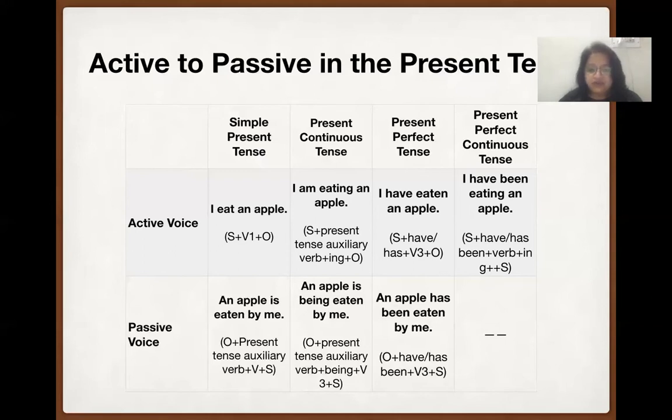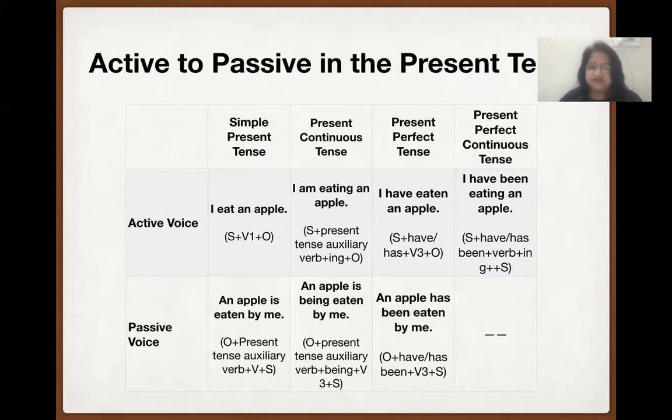So when you say I eat an apple, when you turn it into the passive voice, it becomes an apple is eaten by me. An apple is the object. Is is the present tense auxiliary verb followed by eaten, which is the third form of the verb, which is the past participle, plus s, that is the subject, by me. It's that simple. Now, when you're talking about the present continuous tense, I am eating an apple.